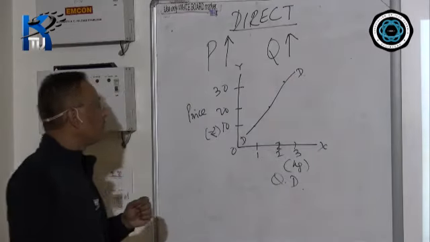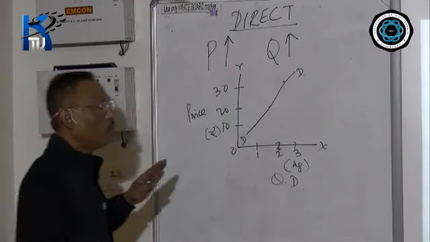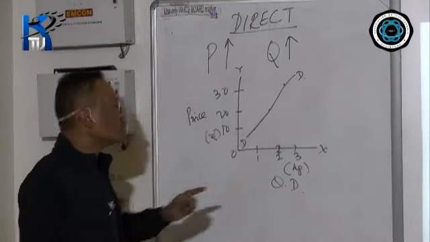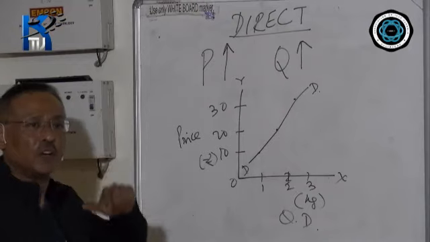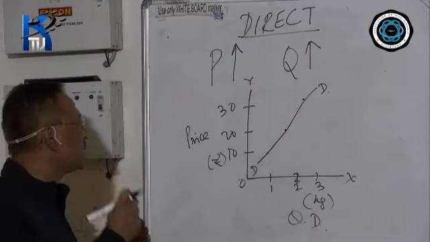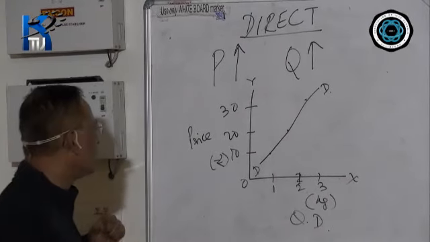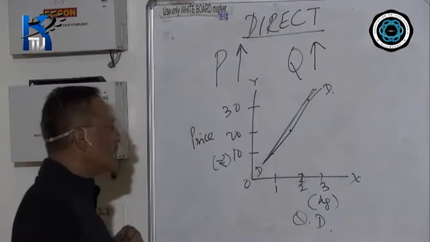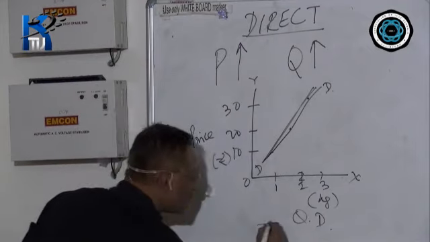Now this graph, you can see, is a positive sloping graph. Whenever I tell you that there is a direct relation, when one increases, the other also increases, that is a direct relationship, and it is positive sloping. The second one is inverse.